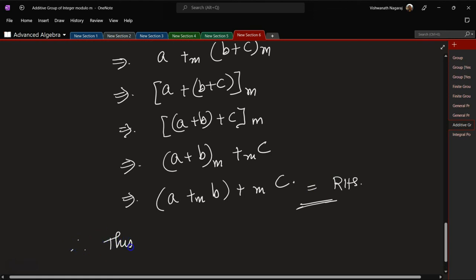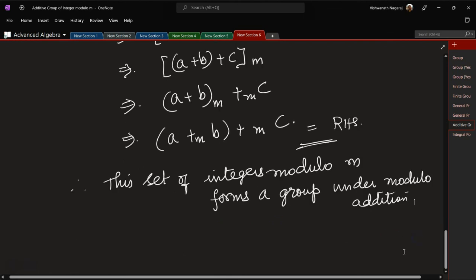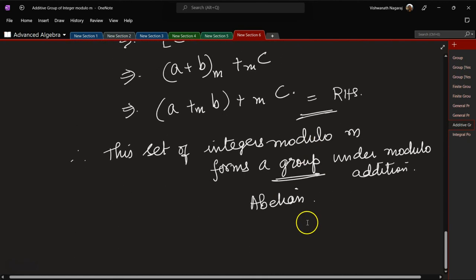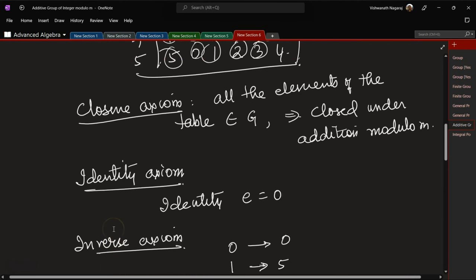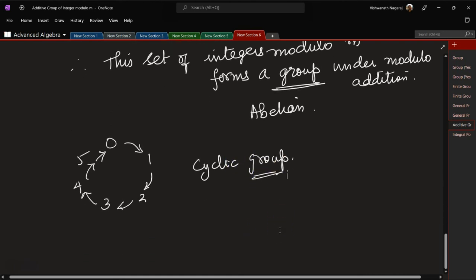Therefore, this set of integers modulo m forms a group under modulo addition. Now, it is not only a group, remember, it is an abelian group, because commutativity is also satisfied. Another thing is, if we represent it pictorially, we start with 0. In Cayley's table itself, modulo 6 in this case, the remainders go from 0 to 1 to 2 to 3 to 4 to 5, and after 5 the remainder becomes 0 again. So this is also a cyclic group. I think that's enough. Bye.